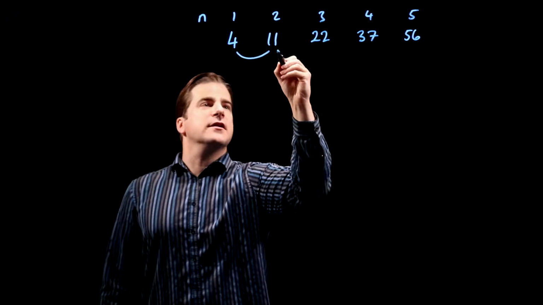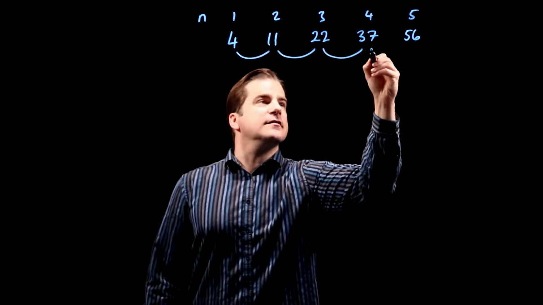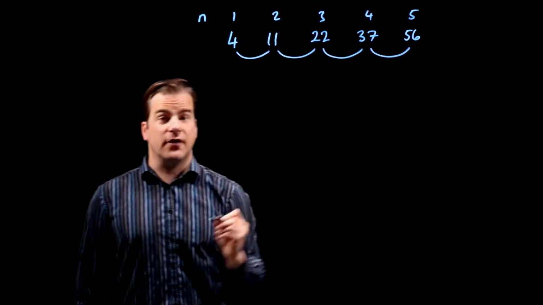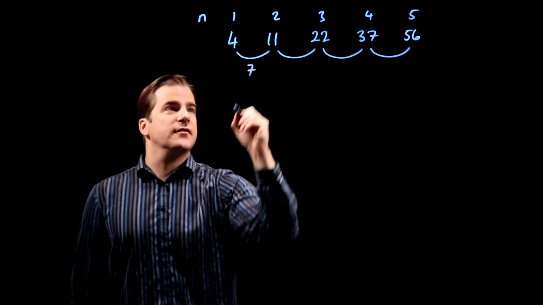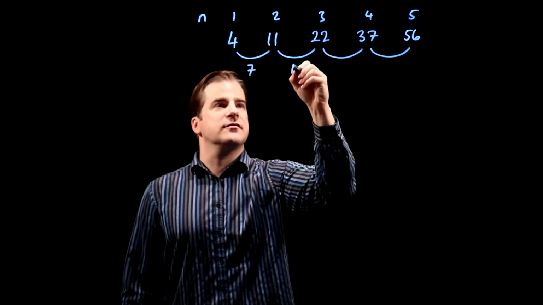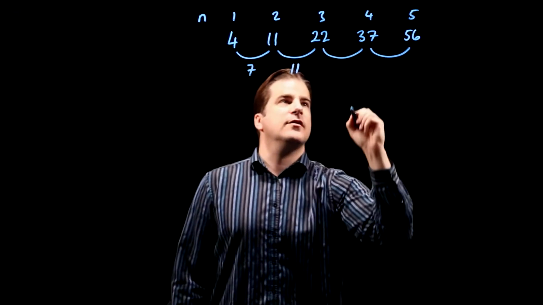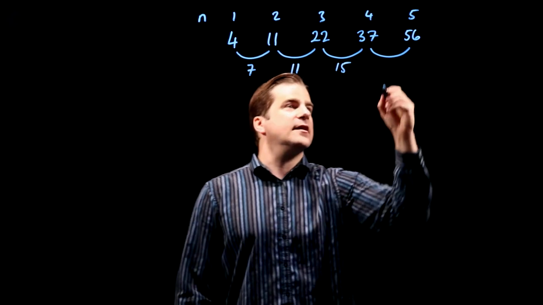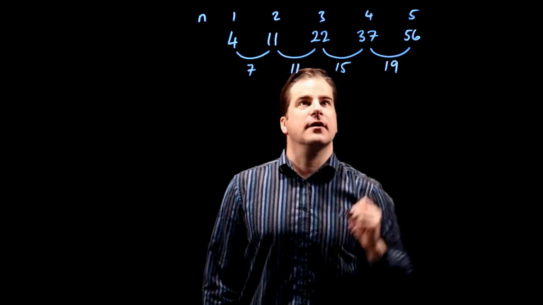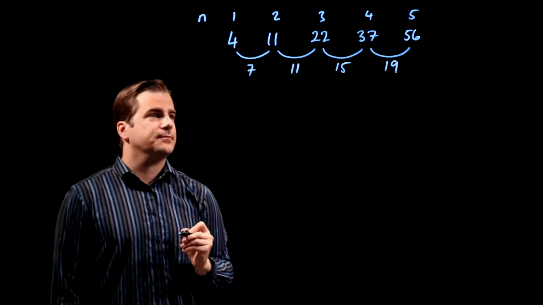Next, find out what the difference between each of these terms is. This is the first difference. So 4 and 11, the difference is 7. 11 to 22, difference is 11. 22 to 37, difference is 15. 37 to 56, difference is 19. Okay, so that's the first difference.